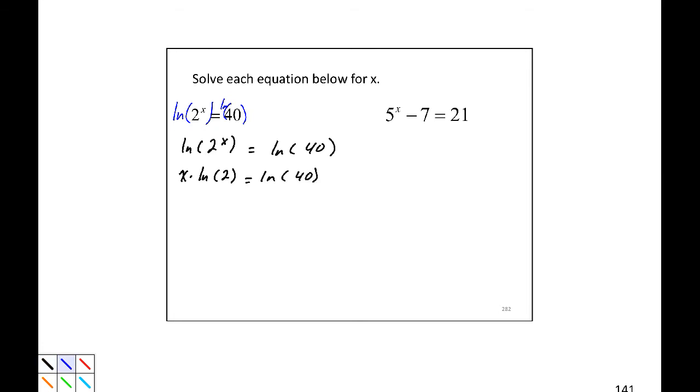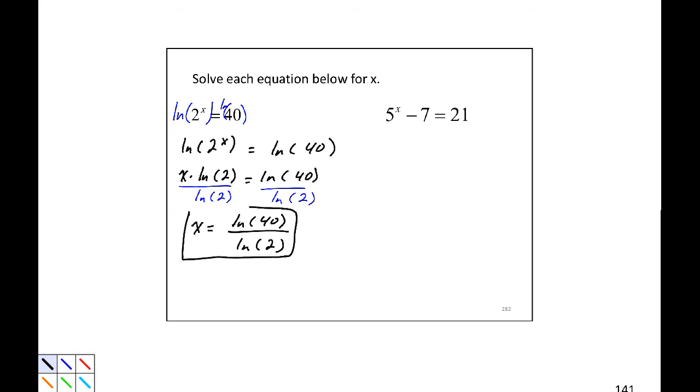Now we can divide by natural log of 2 on both sides to arrive at x equals natural log of 40 divided by natural log of 2. Now, we're searching for an exact answer. If we needed an approximate answer, we could then evaluate that into a calculator or something of that sort.